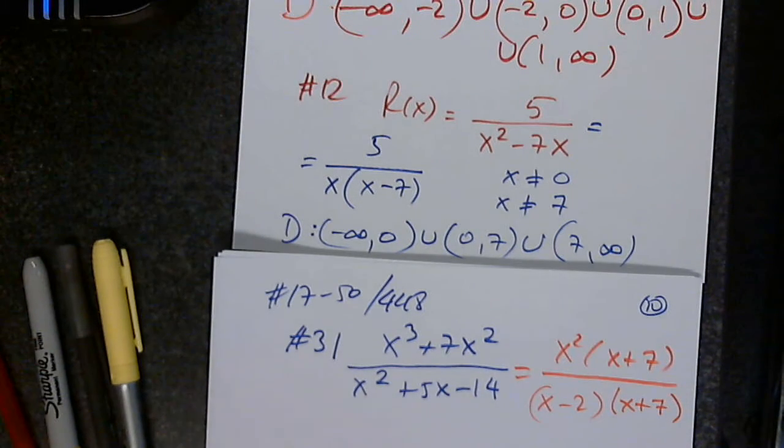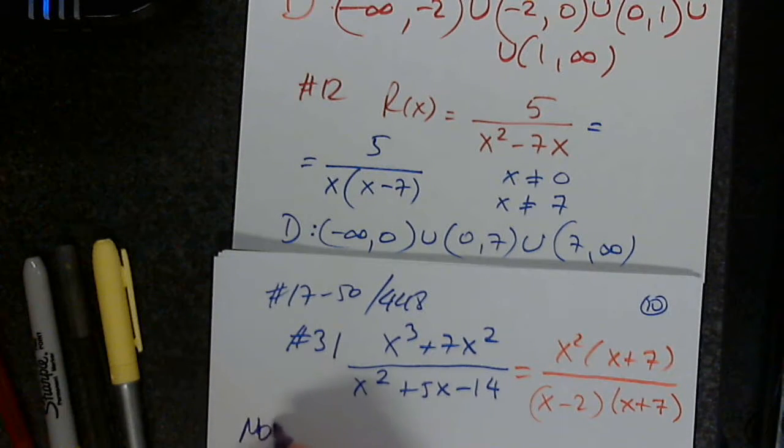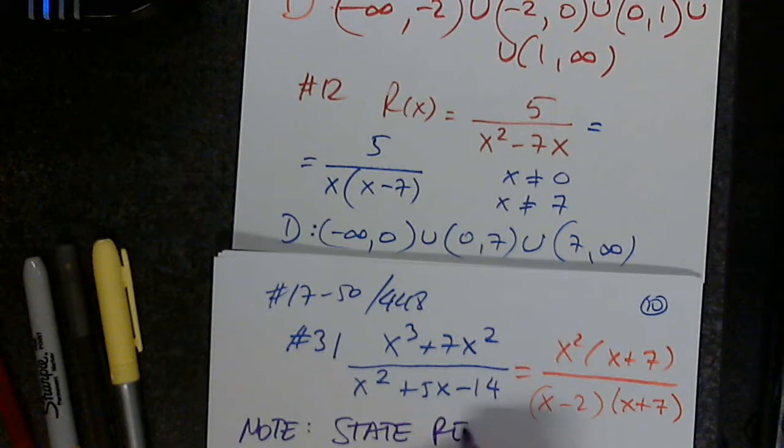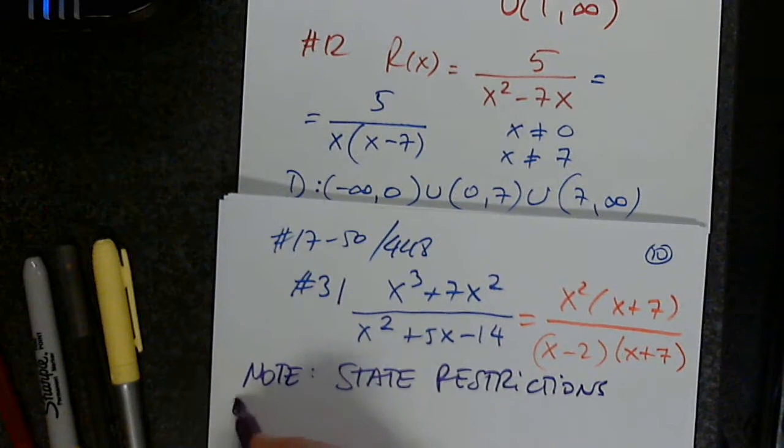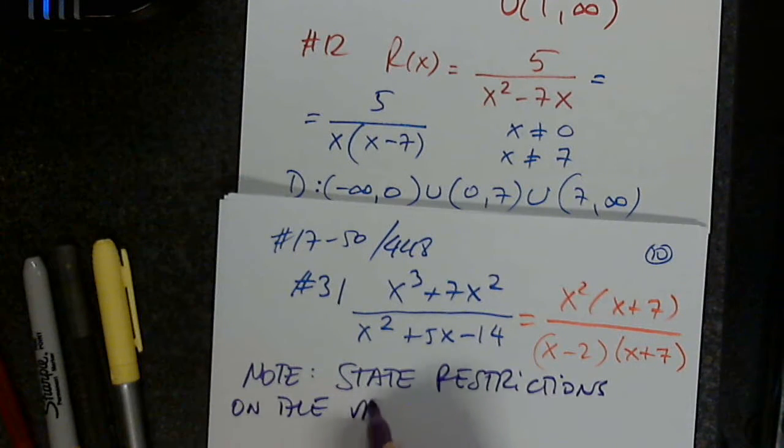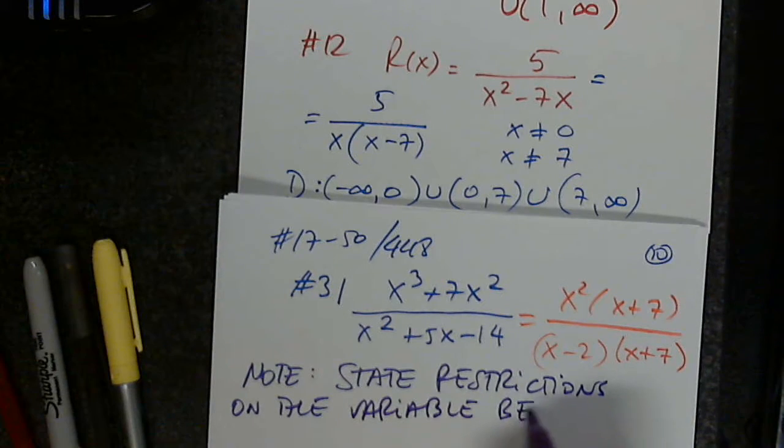I cannot simplify before I state restrictions. Let me write a note. Note: state restrictions on the variable, what x cannot be, in other words, before simplifying. Minus 7.